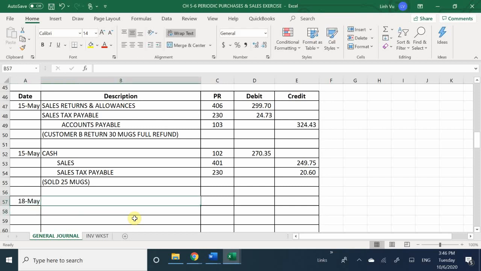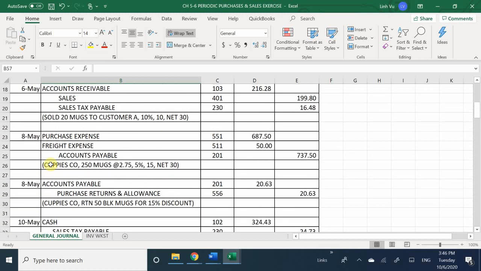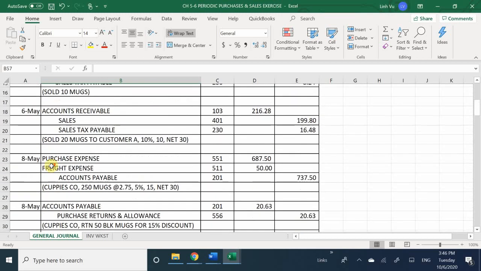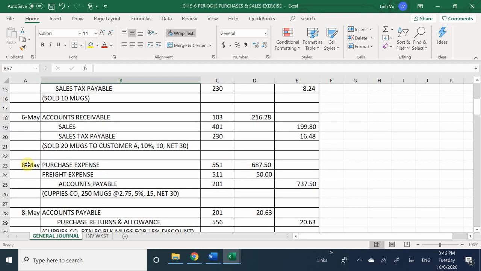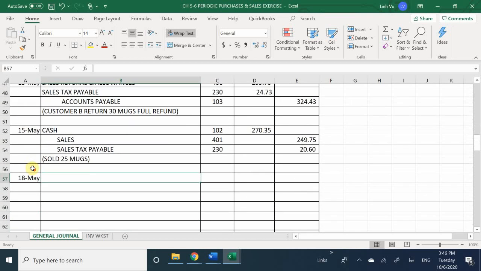$216.28. Good. So, how did he pay us? He's on account. Good. He's on an account. But how did he pay us? Oh, sorry. Let's see. He paid with cash. So how are we going to journalize this?